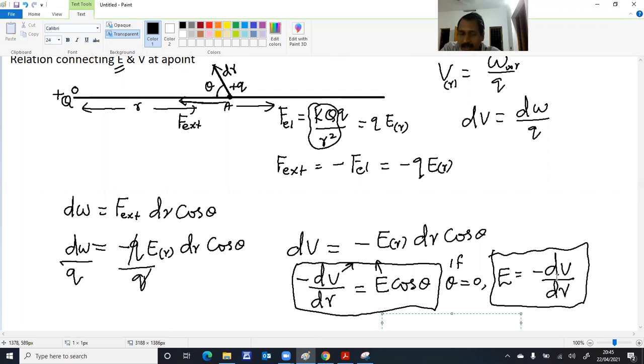If you write the second relation in words, E is the negative gradient of potential. Electric field intensity is the negative gradient of potential. Gradient means always you take the change of the quantity with the distance. If you are not fine, tell me, I'll go on what's the meaning of gradient.